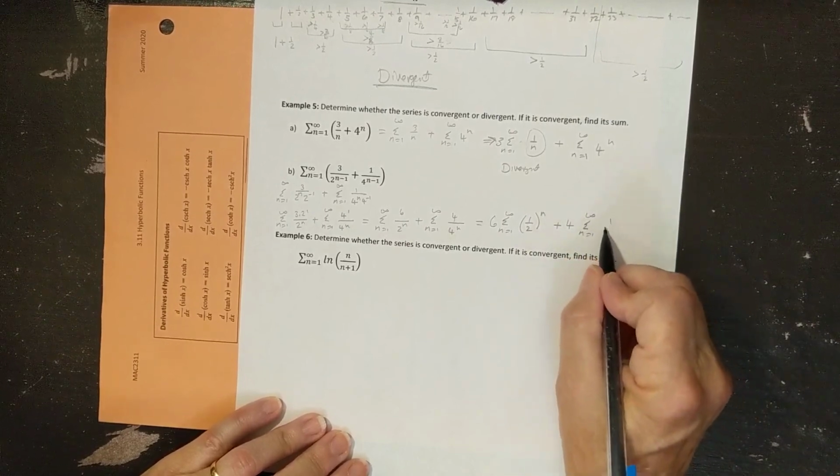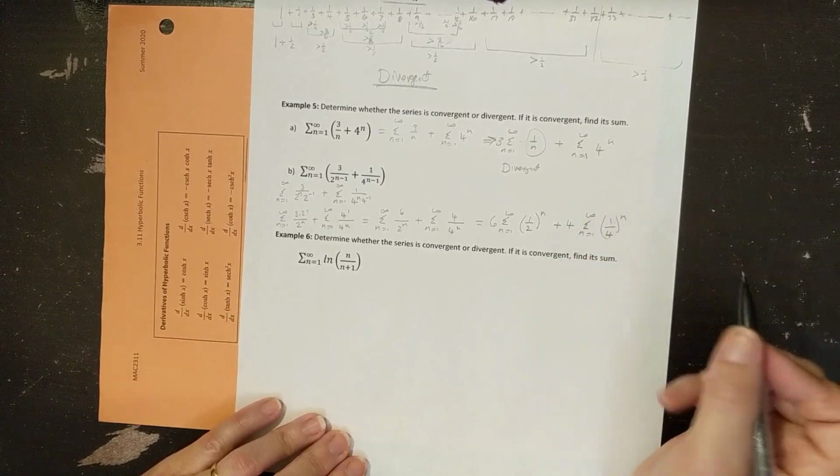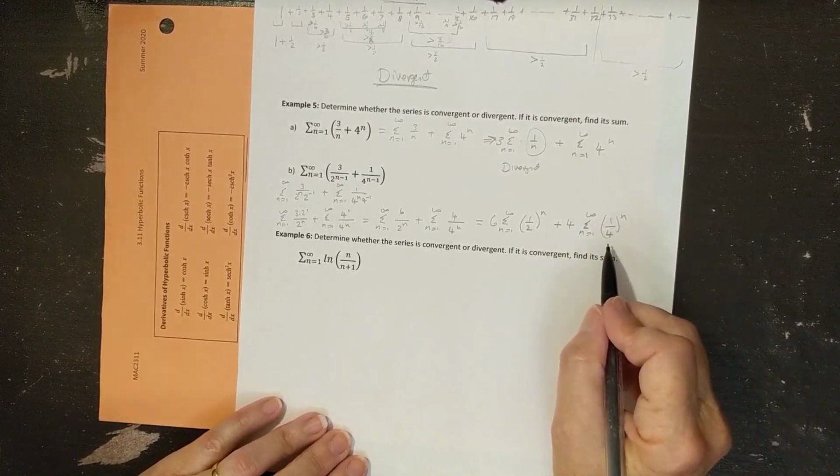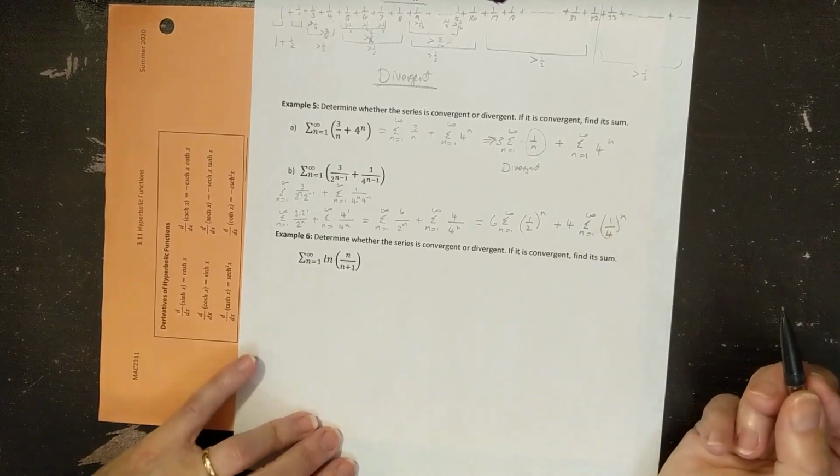This becomes 1 over 4 to the n. Another geometric series whose common ratio is 1/4, whose absolute value is less than 1. So this part will converge. The question is, what do they converge to?